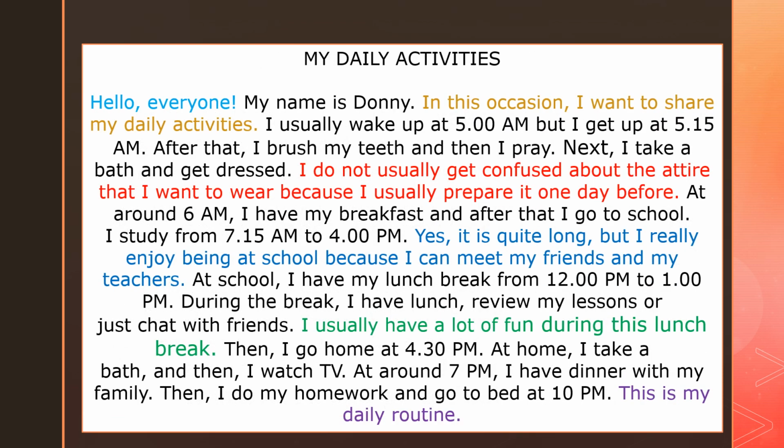Okay, in this paragraph, I have added several informations to add the fluency of this paragraph. You can see my example, like I have added the greeting. Hello everyone, my name is Donny. In this occasion, I want to share my daily activities. Blah blah blah. Until next, I take a bath and get dressed. I do not usually get confused about the attire that I want to wear because I usually prepare it one day before.